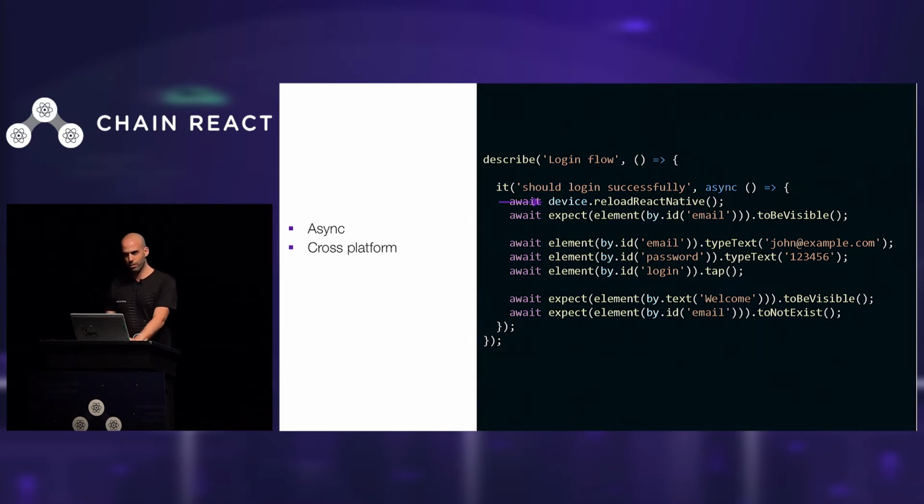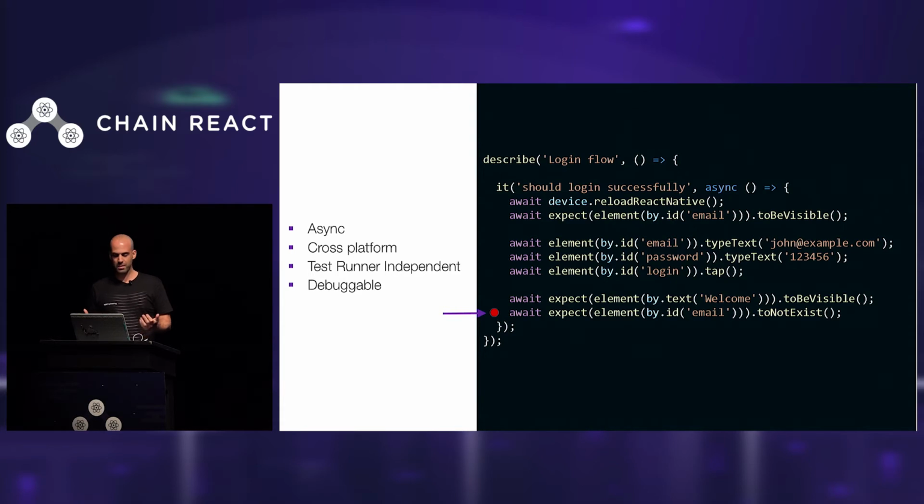The test code is unaware of the platform it tests. Of course, you can have conditional tests for each platform, but the main API just doesn't know which platform it runs on. It is test runner independent. So this example is with Mocha, but we actually now use Jest for our own tests inside Wix. It is debuggable because we use async await native constructs instead of just pushing everything into a promise queue. So this means the breakpoints will just work as expected.